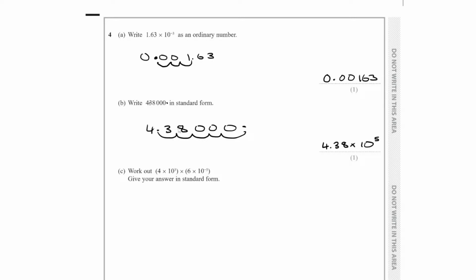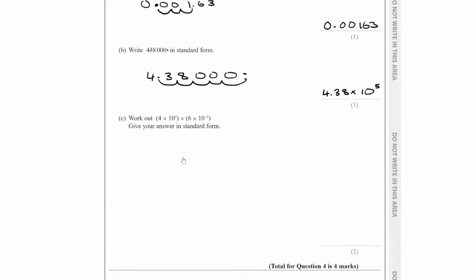Or you can obviously count those digits. But this one, obviously, it's not just how many zeros, is it? Because you also had the 3 and the 8 to account for. So just be careful with that. Don't just count the zeros.